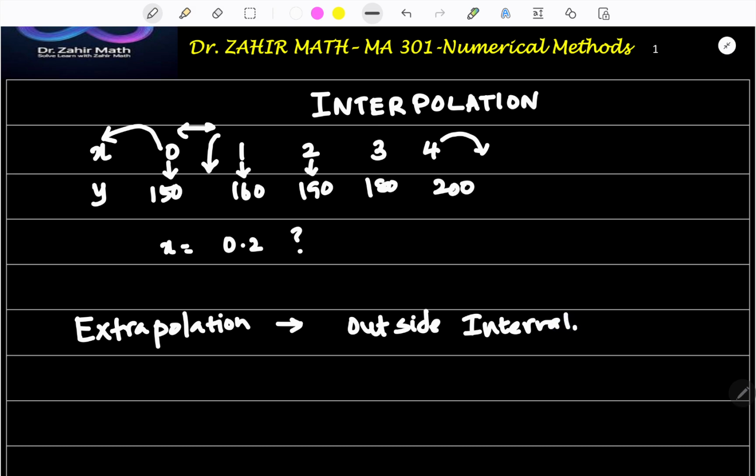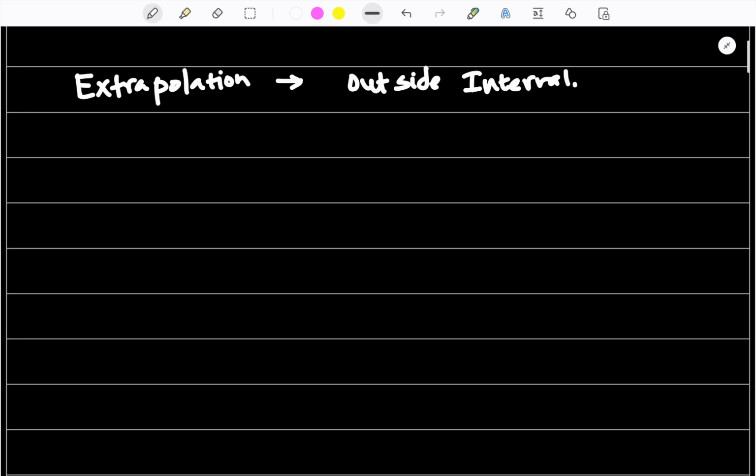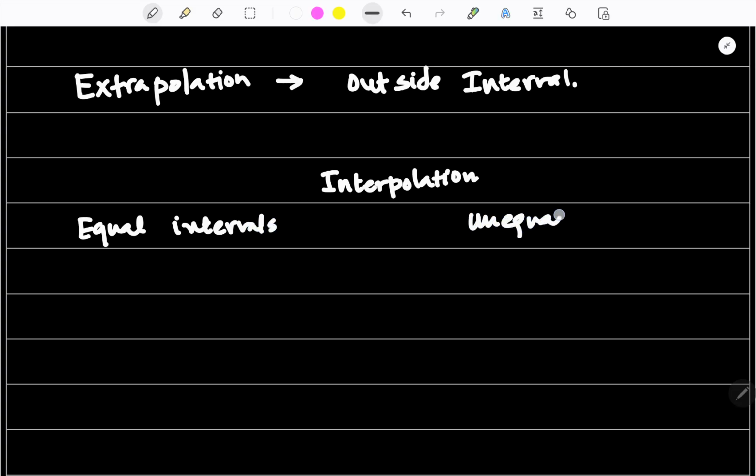What are the things we are going to do here? There are two types of problems you will take here. Interpolation, you will calculate for equal intervals and for unequal intervals. What do you mean by equal intervals, teacher? What do you mean by unequal intervals, teacher? So interpolation, we are going to calculate for two things: one for equal intervals, another one for unequal intervals.